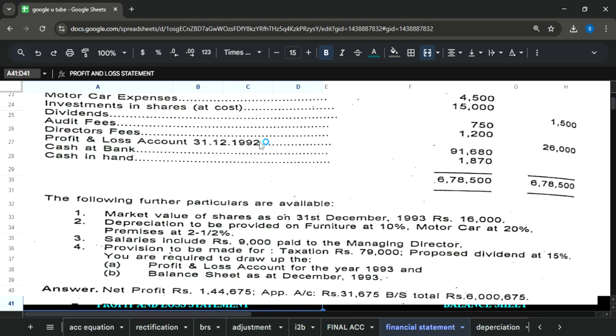Let's begin from adjustments. So number one adjustment is market value of share 31st December is 16,000. For the time being you can skip it because it's a market value. What we do have in trial balance is more important. So this adjustment for the time being has no effect. Then we are going to start depreciation provided on furniture 10% this and that.